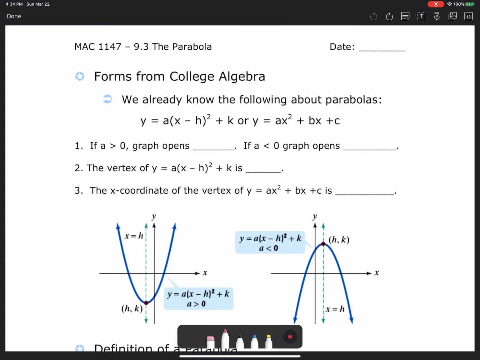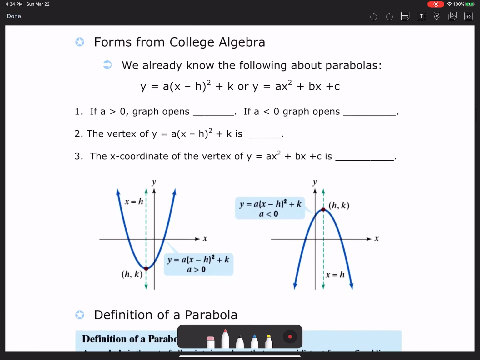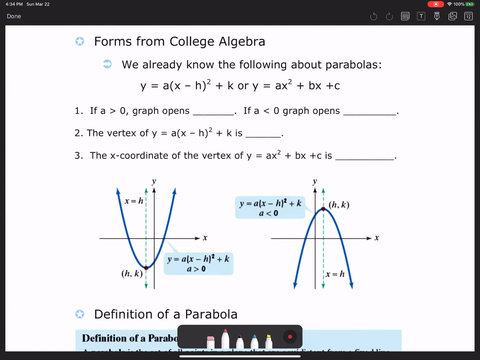Welcome to 9.3, the parabola. Seems strange that we're going to end up talking about the parabola again. Don't we know parabolas pretty well already?